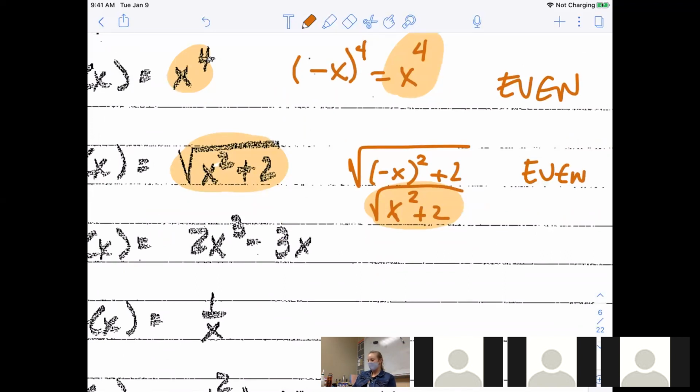Let's see what happens. 2x to the third minus 3x. So I'm going to plug in negative x and negative x. A mistake we sometimes make is you only plug in negative x for the first x you see. If there's multiple x's, you have to plug negative x in for every single one. So I plug negative x in for all of them, and now I'm going to simplify. Negative x to the third is positive or negative? Negative. So I'm going to have negative 2x to the third, and then negative 3 times negative x is going to be positive 3x.